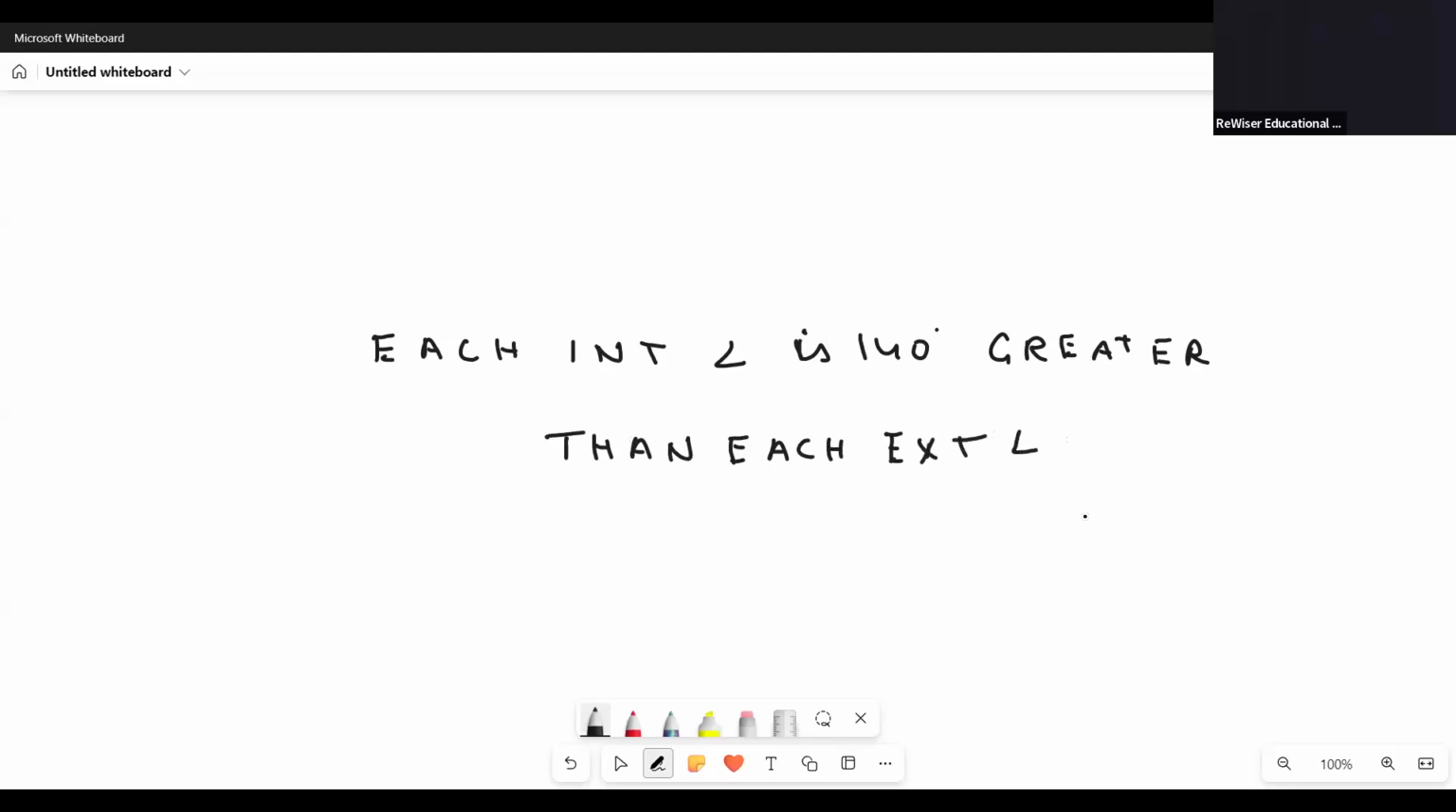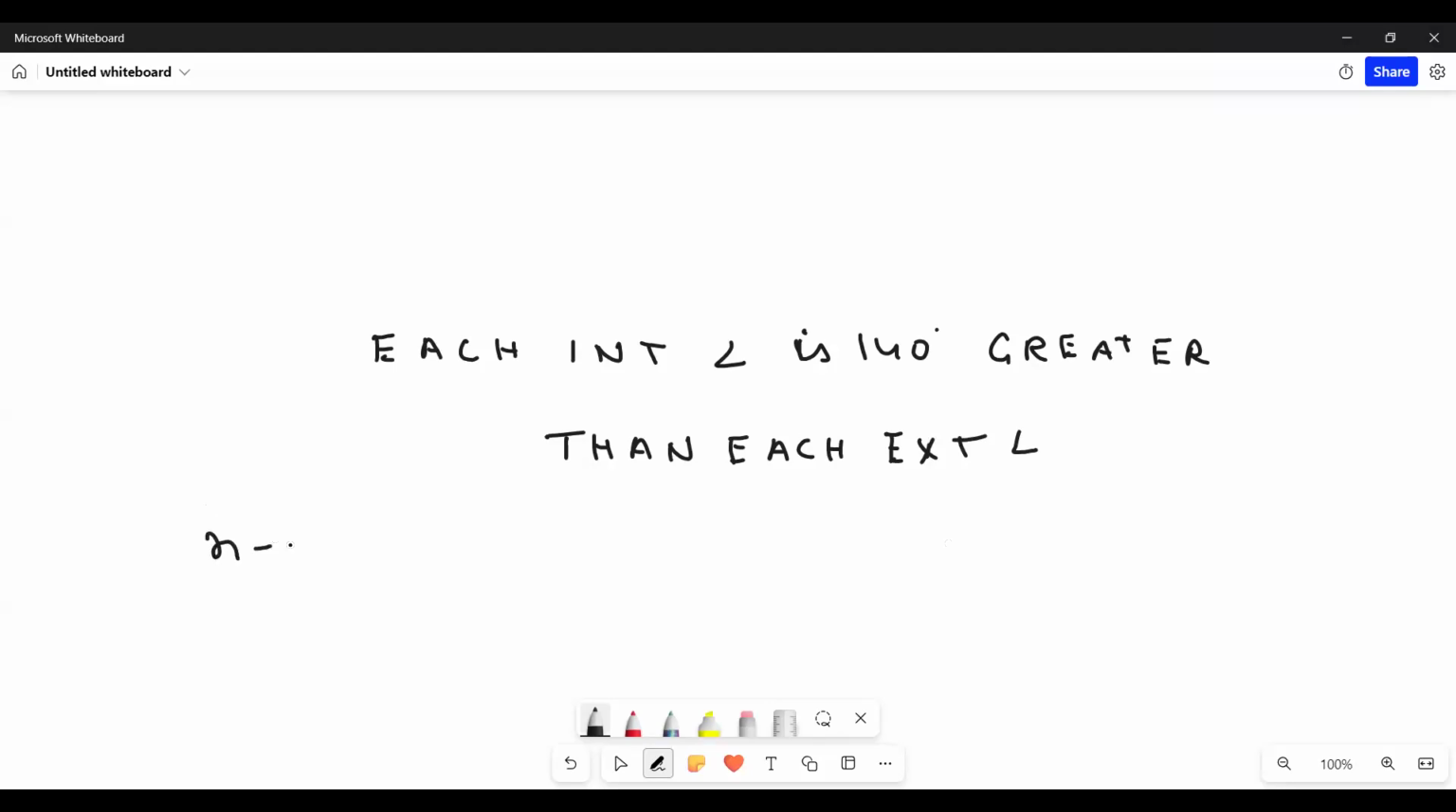Okay. Then find the number of sides. Try this one. 9. How did you get that? 180 minus 140 gives you 40. So 40 is the exterior. Each interior angle is 140 degrees greater than each exterior angle. You have to put it into the form, right? Because that's important. What is your equation? I just did it like 180 minus 140 is equal to 40.